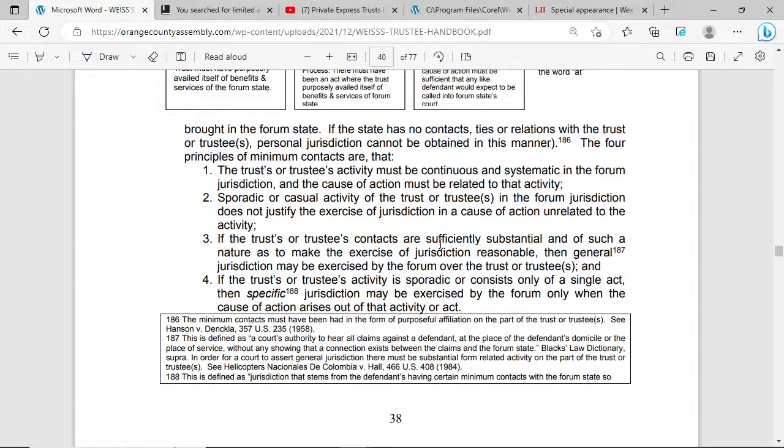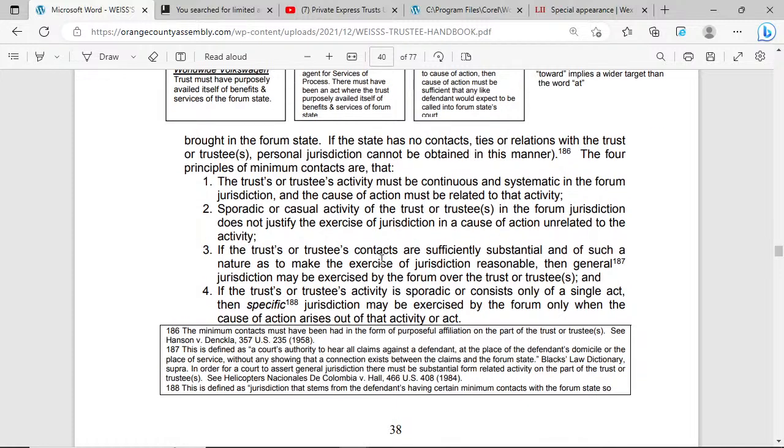If the trust or trustee's contacts are sufficiently substantial and of such a nature as to make the exercise of jurisdiction reasonable, that word is a funny one in law, then general jurisdiction may be exercised by the forum over the trust or trustees. And if the trust or trustee's activity is sporadic or consists only of a single act, then specific jurisdiction may be exercised by the forum only when the cause of action arises out of that activity or act. So these are the four ways by which essentially they can get minimum contact personal jurisdiction.